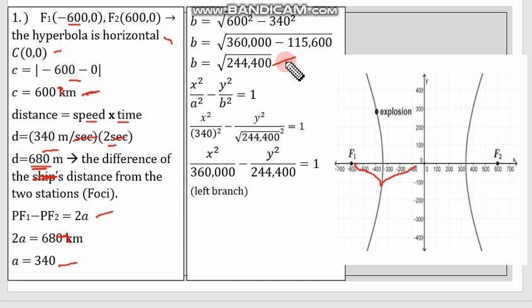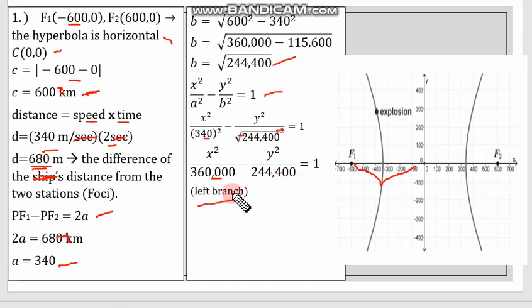For the standard equation, since our hyperbola is horizontal, we will use x squared over a squared minus y squared over b squared equals 1. So x squared over a squared, where a is 340, so 340 squared, minus y squared over b squared, where b is the square root of 244,400, squared, is equal to 1. 340 times 340 is 115,600. And for the square root of 244,400 squared, the radical sign and the square cancel, leaving 244,400, equal to 1.